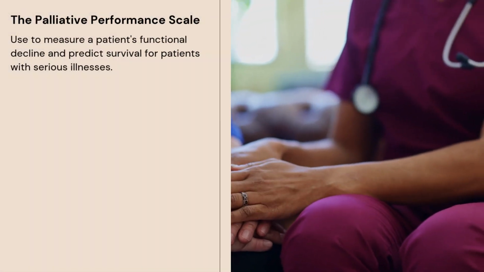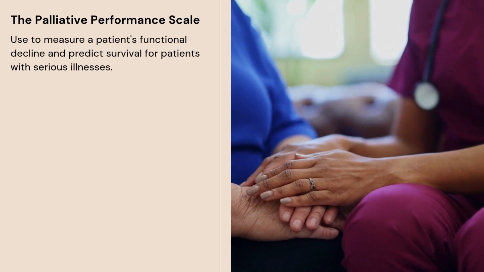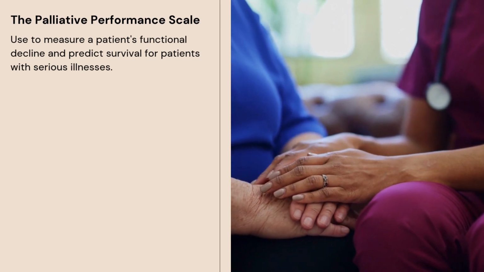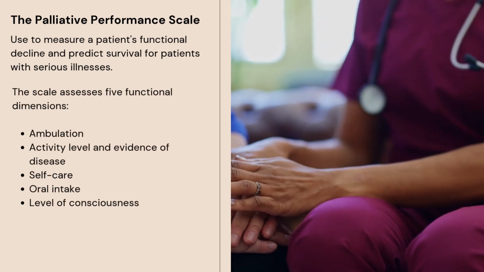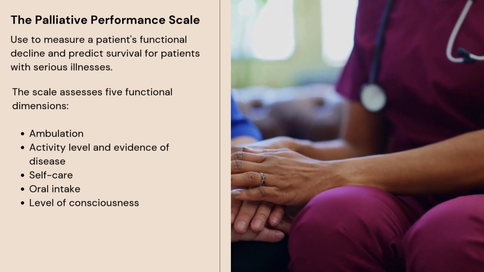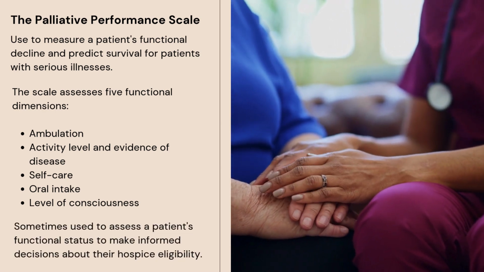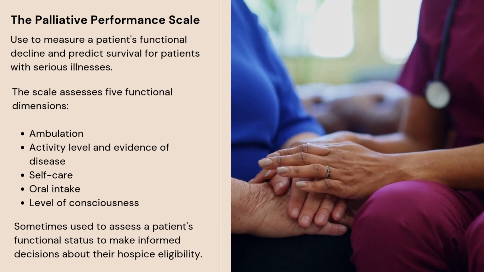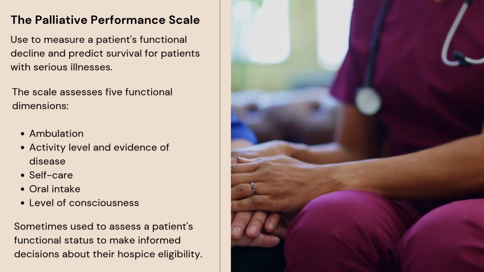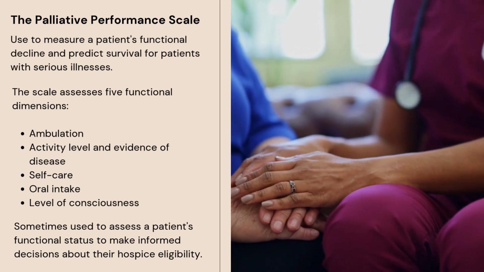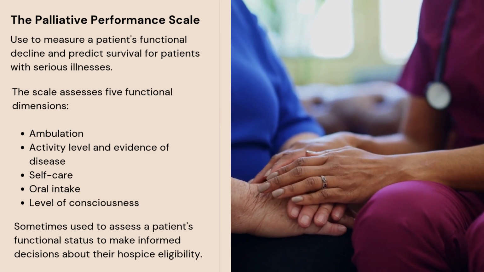The Palliative Performance Scale is a tool that some medical staff use to measure a patient's functional decline and predict survival for patients with serious illnesses. The scale assesses 5 functional dimensions: ambulation, activity level and evidence of disease, self-care, oral intake, and level of consciousness. Clinicians sometimes use the Palliative Performance Scale to assess a patient's functional status to make informed decisions about their hospice eligibility. As a caregiver, there is a chance you will play a large role in caring for a resident who is on hospice or who is nearing the end stages of their life.